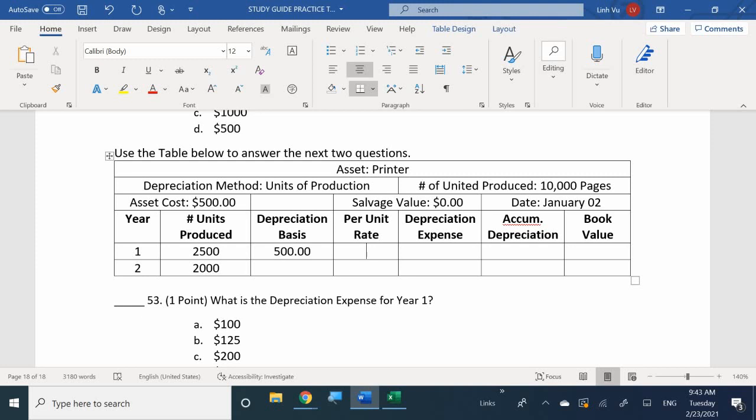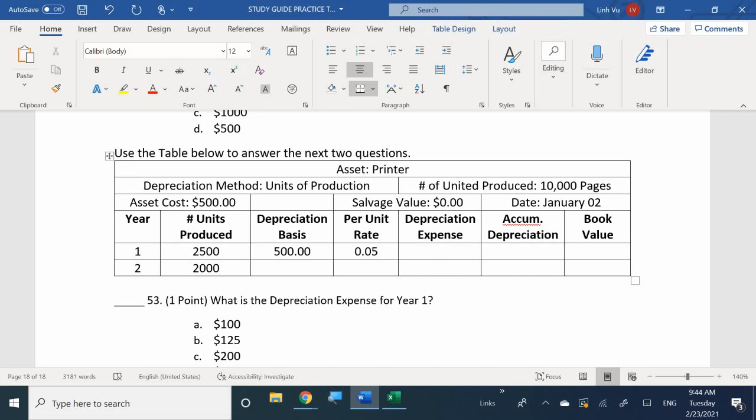0.2. 0.2? No. So this is units of production. How do I solve for my per unit rate? Is it depreciation basis divided by units produced? Correct. So what is 500 divided by 10,000? 0.05. So that means it's going to cost me 5 cents per page I print.